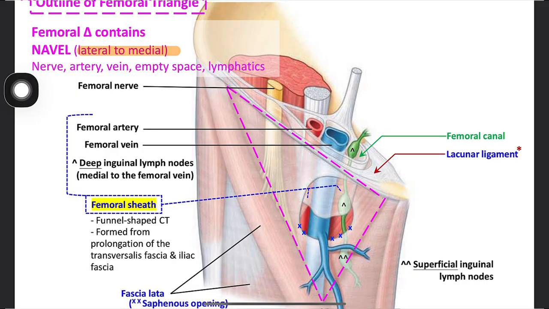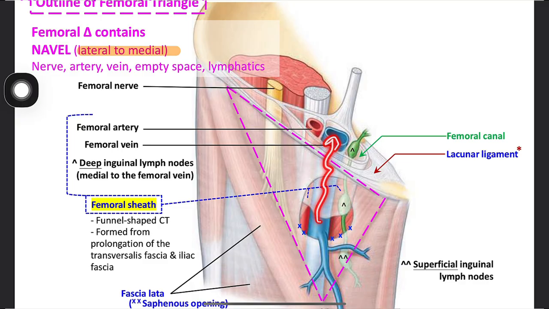Then inside it, what do we have? Can you see that underneath the fascia lata, there is another wrapping of fascia here, and this one is called the femoral sheath. The femoral sheath. So this femoral sheath covers the femoral artery, femoral vein, and also the deep inguinal lymph nodes, which are medial to the femoral vein.